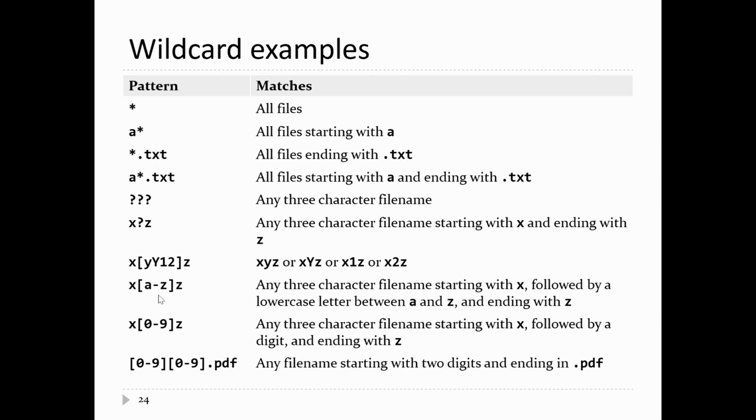Depending on your shell, you can specify a class using a range, right? So A-Z means any character between A and Z, so little a, little b, little c, all the way through little z. You have to be a little bit careful when you specify the ranges to make sure that the first is always the smallest character in the range, and the last is always the largest character in the range. So this will match any file name that starts with an X, ends with a Z, and has a lowercase English letter in between, right? XAZ, XBZ, XCZ, all the way through XZZ. 0 through 9 will let you match the digits 0 through 9, so X0Z, X1Z, X2Z, up to X9Z. If you have a bunch of PDF files in your directory that start with 2 digits, you can match those by saying square bracket 0 through 9, square bracket 0 through 9, .pdf, and that will match any file name starting with 2 digits and ending in .pdf.